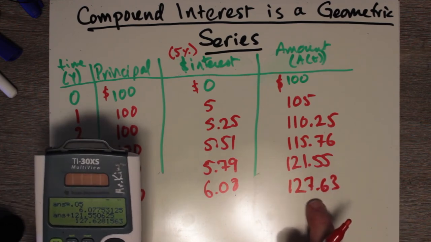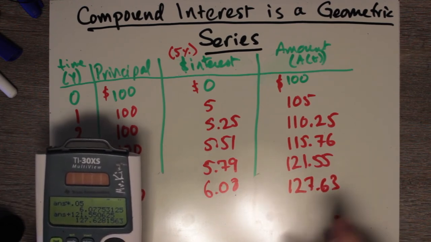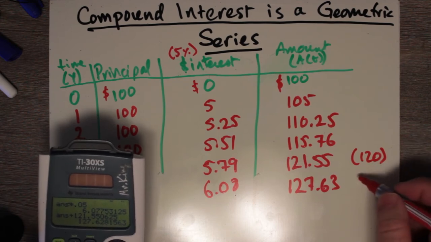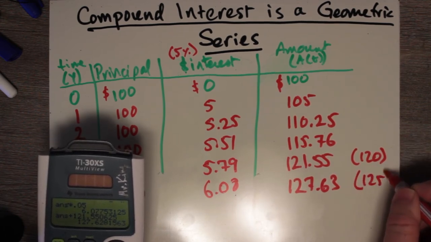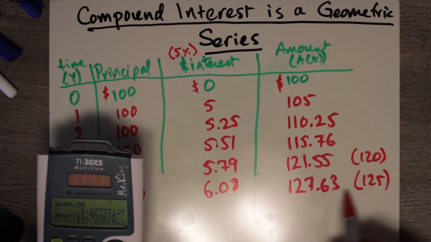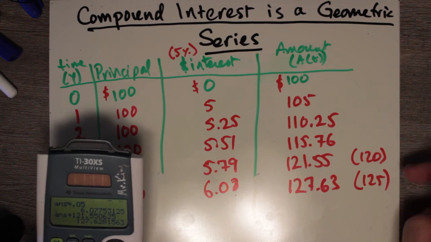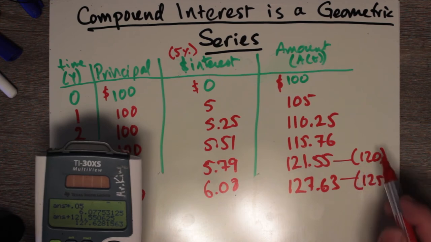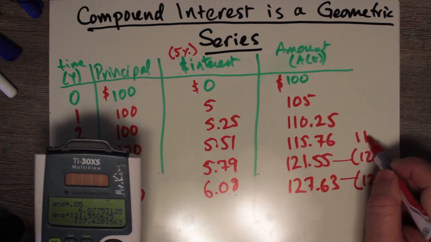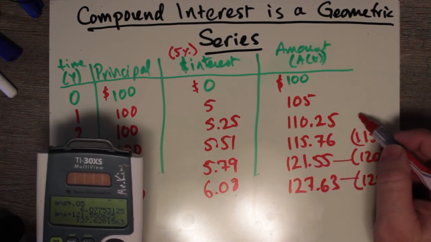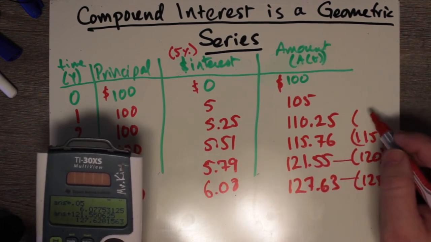Compared to $125, you can see the difference. This was 120 under arithmetic, simple interest, and this would have been $125, and you can see the difference is just over a dollar here, but it's now $2.63. So the difference itself is growing. These two amounts are getting further and further apart. And of course, this was $115 working backwards, and here we have less than a dollar difference, and here we have even less than that.